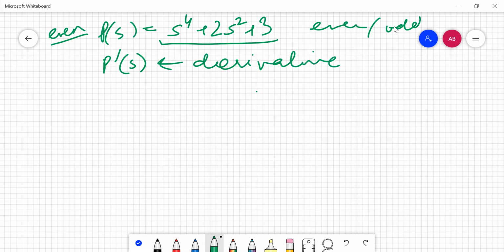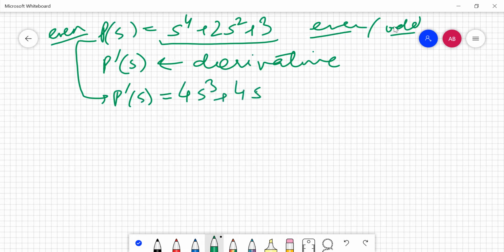So what you require is you need to take the derivative of your polynomial that is even or odd. It is applicable to both even and odd polynomials whenever you are asked to calculate whether it will be Hurwitz or not. So take the derivative of this polynomial, which will be 4s^3 + 4s. The constant term will be equal to 0.